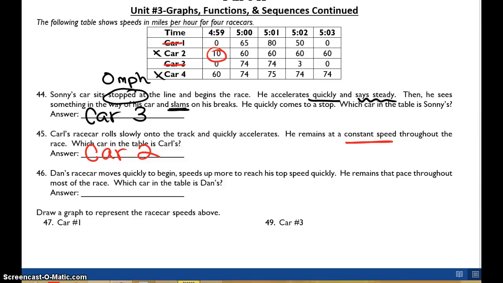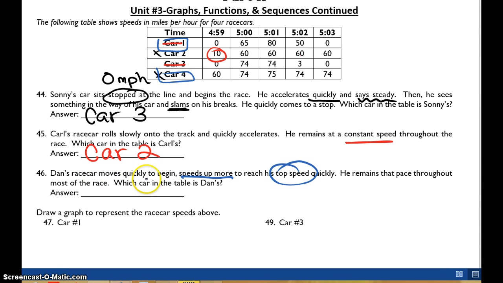So number 46, Dan's race car moves quickly to begin, speeds up more, so I'm going to underline speeds up more, to reach his top speed quickly. He remains that pace throughout most of the race. Which car in the table is Dan's? So I'm going to look at either car 1 or car 4.